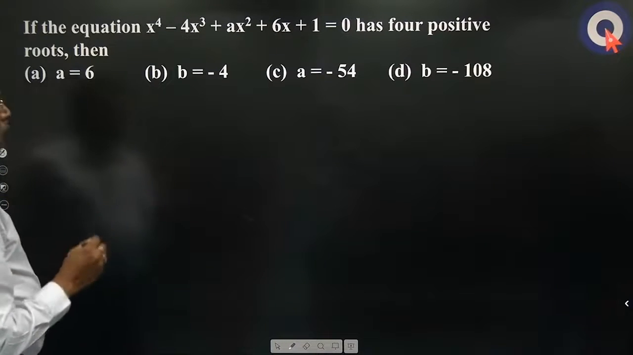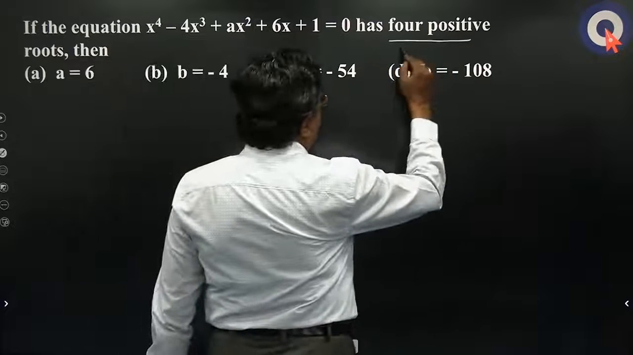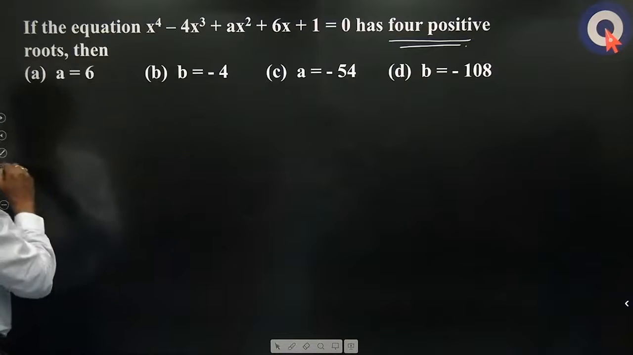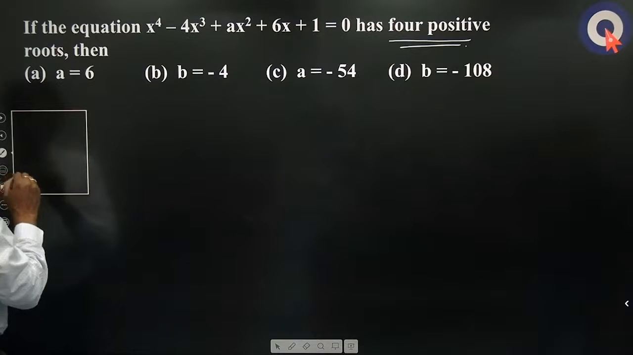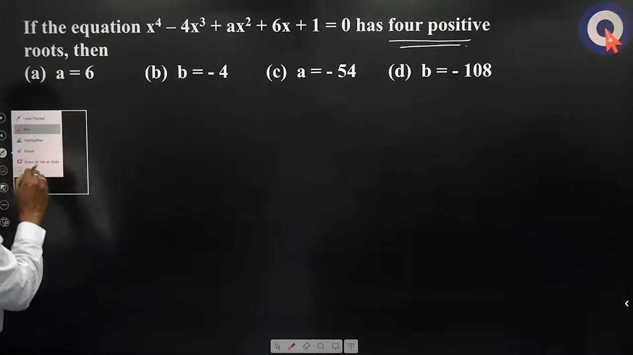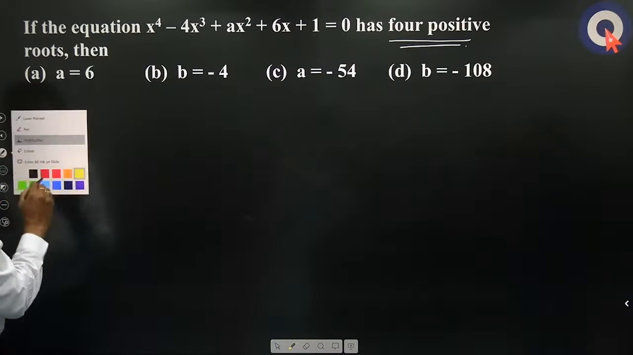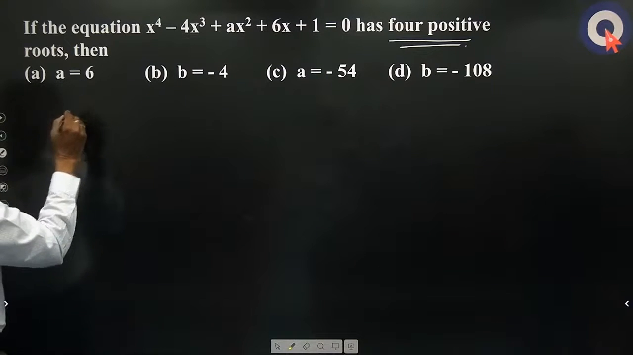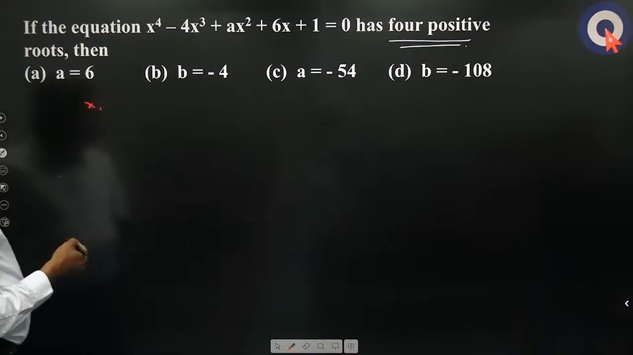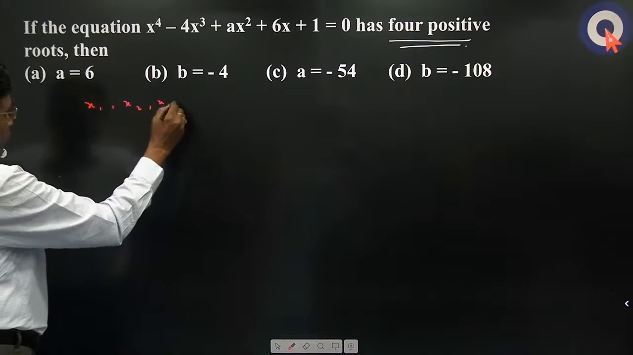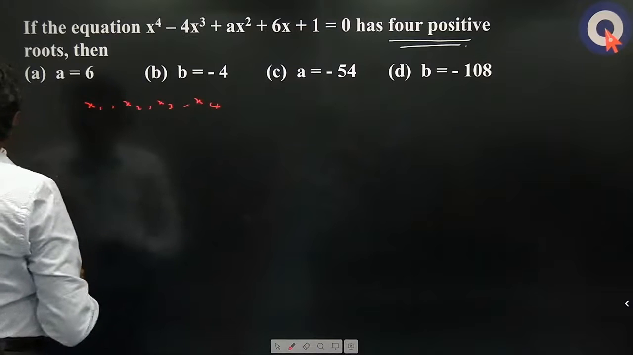So he is talking about 4 positive roots. So let us say we have x1, x2, x3, x4 be 4 positive roots.